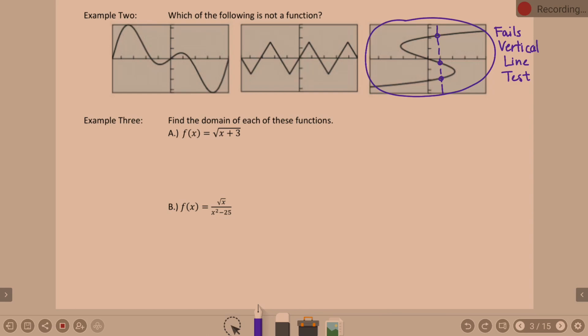Example 3 asks us to find the domain of each of these functions. Now, I'm not going to talk about the graph yet. We will circle back to the graph, but that's not going to be my focal point because it's all too easy to just look at the graph and see what it does. I want to talk about what this is doing without it. Now, find the domain. Domain are what kind of values? X values. So we're looking at which x values exist.